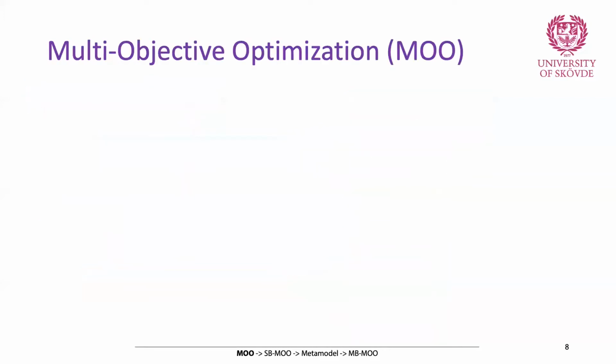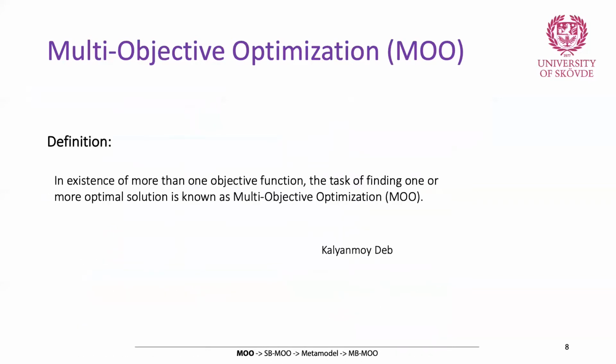So what is multi-objective optimization? Professor Deb gives a good definition of multi-objective optimization. You see here on the screen: in the existence of more than one objective function, the task of finding one or more optimal solutions is known as multi-objective optimization. So it is obvious that when we have more than one objective that we need to optimize, we call it multi-objective optimization.